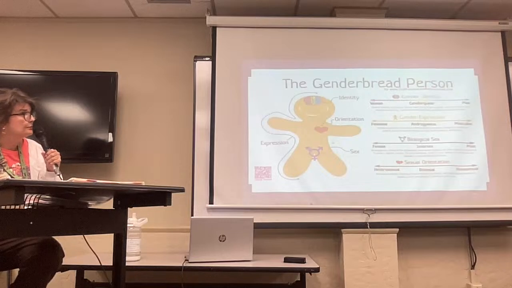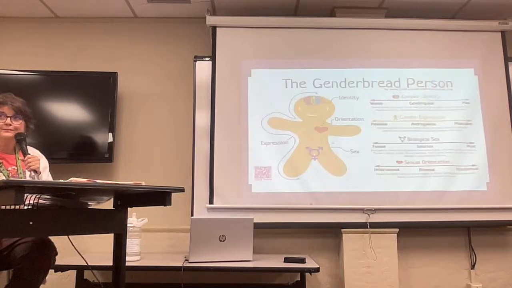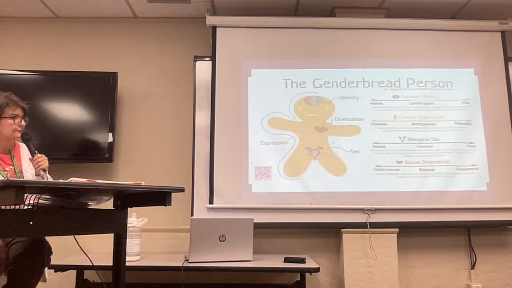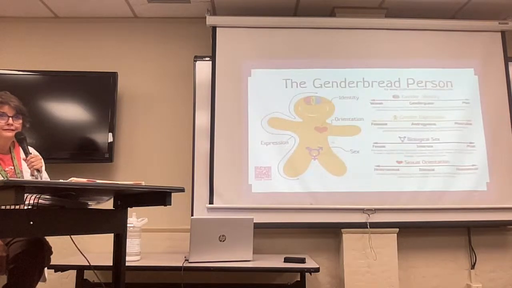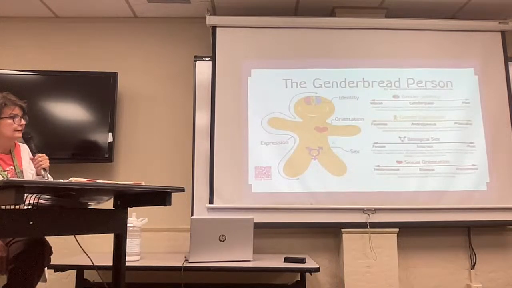So this is a genderbread person. And this is just an example of, you don't really have to know it for your test, but your gender identity occurs in your brain. So if you think you're male or if you think you're female, that's your brain telling you that. Okay? Your sexual orientation is who you are attracted to. Are you attracted to the same gender you are, or to the opposite gender, or to both genders? And then, of course, your biological sex. Are you female, male, or intersex?